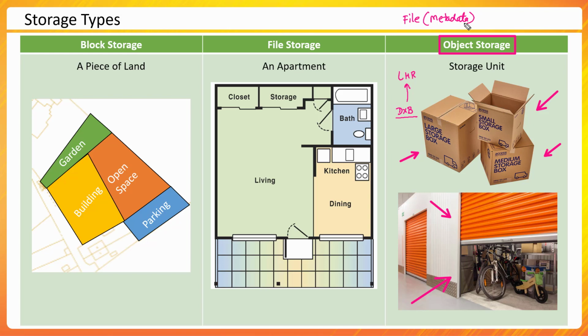So the advantage of object storage is probably I would be paying only for the number of boxes I keep, or I would be paying only for the duration I use this unit for keeping my stuff. So it is much more convenient for me. Once I had settled into London, I hired a courier company. They took all the stuff from Dubai, shipped it, and now I have it all back in my home. So this is what an object storage example is.